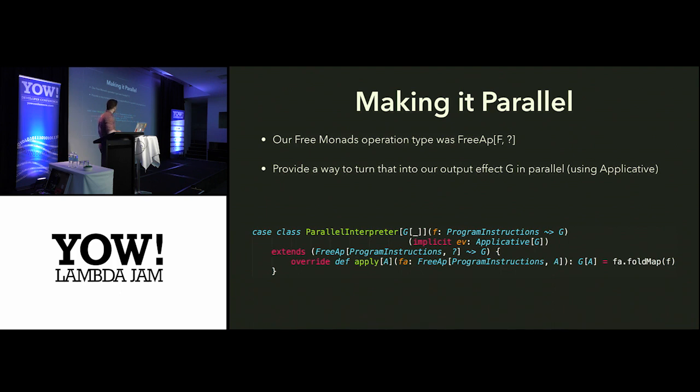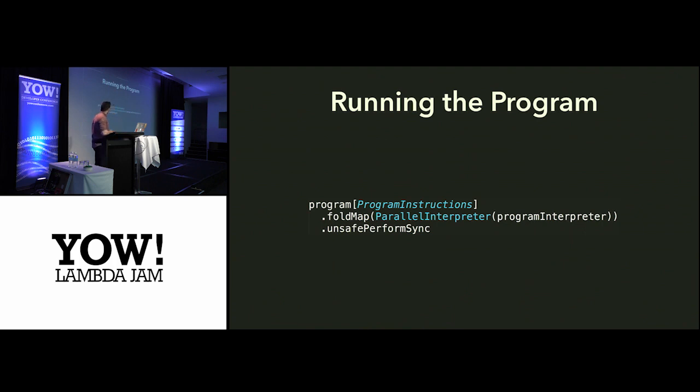And that's basically just the implementation. Don't need to worry too much about it. So when we actually run the program, it looks like this. We say we have our program. We want to use our program instructions, which was that coproduct we defined. And then we want to foldMap with our parallel interpreter. And the parallel interpreter is what allows us to run these things in parallel. And then we do unsafePerformSync, because we're using a task in this case.